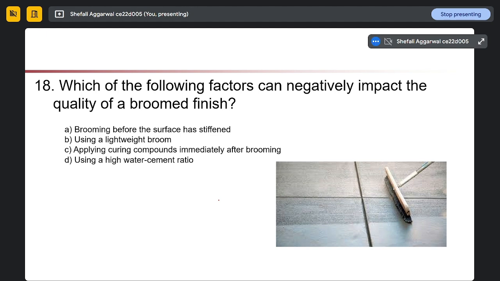Okay. So the next question is, the presence of flaky and elongated aggregates in concrete leads to improved workability, increasing strength, poor interlocking or low durability, or better cohesion. If you might have heard in the lectures, we actually don't use flaky and elongated aggregates in our concrete. Why? Because flaky means very thin aggregates.